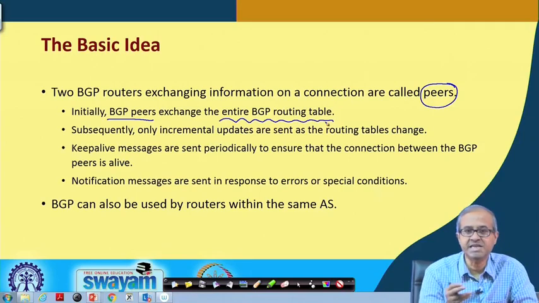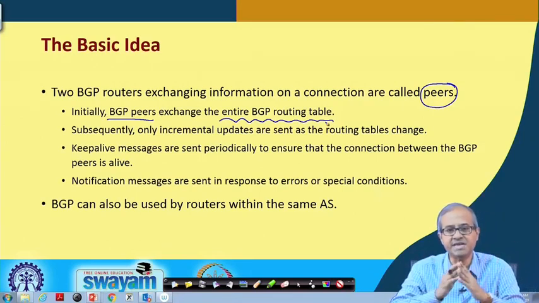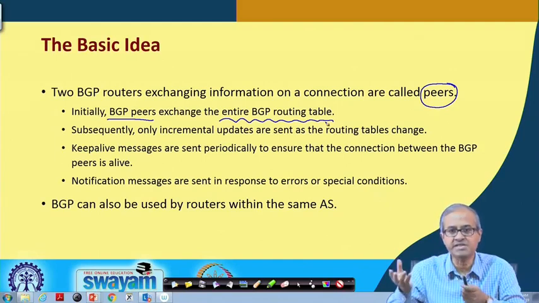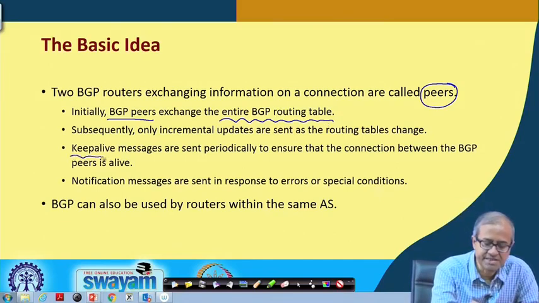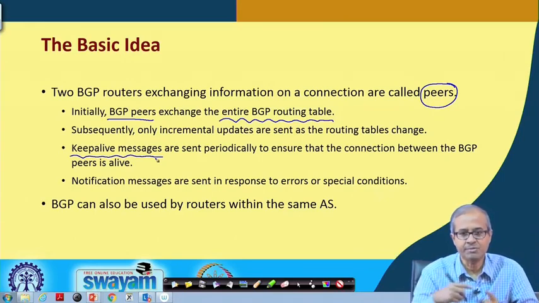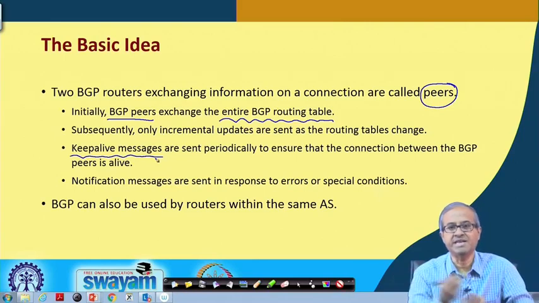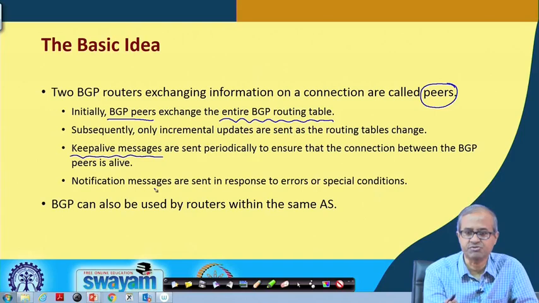But after this initial exchange of the entire routing table, subsequently I shall not be sending the entire table anymore. I shall only send information about the changes. Some new routes are getting added, some existing routes are getting modified, information like that. Okay. And of course, I mentioned these keep alive messages are important. They are sent periodically, so that both the parties know that the link is alive and the routers are up and running. Notification messages also I mentioned, they are sent in response to some error conditions.